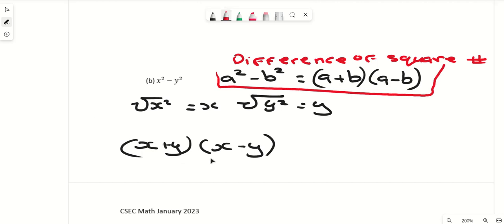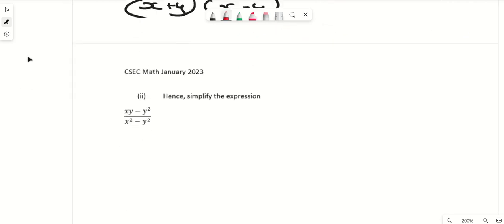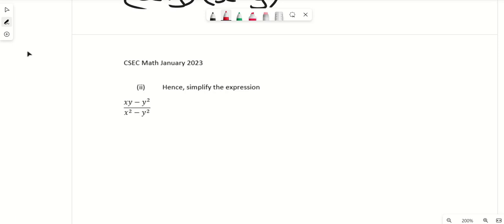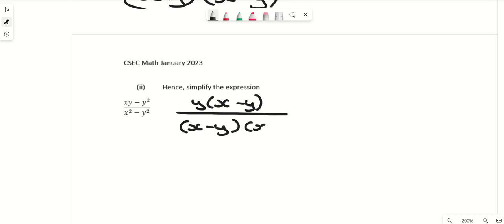Right, and this is your answer. Now they said hence simplify the expression. Usually when they say hence, it just means you have to look at what they have above. Now, when we were factorizing, we already know that the top one was y open bracket x minus y. And this part, x squared minus y squared, is what we just now did. That's x minus y by x plus y. And that would be it.